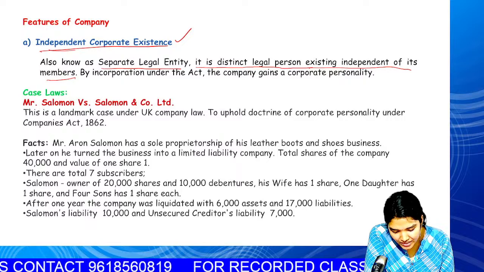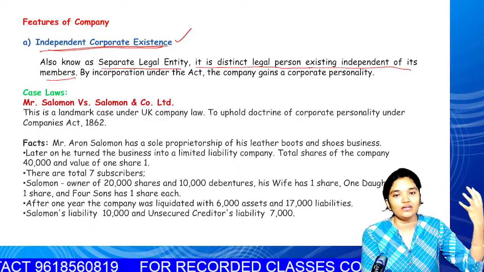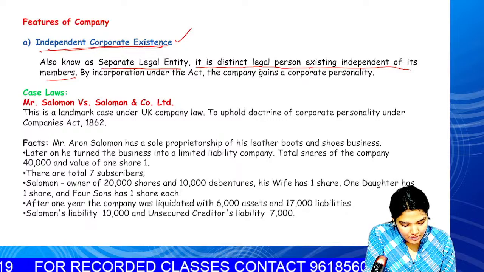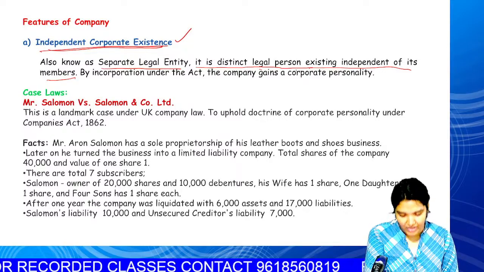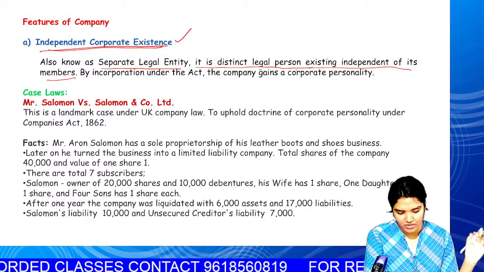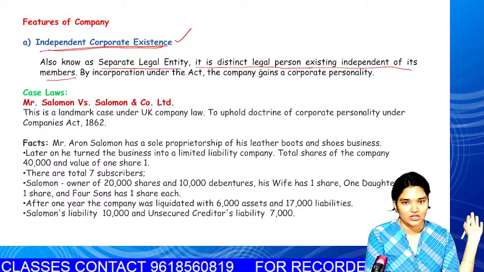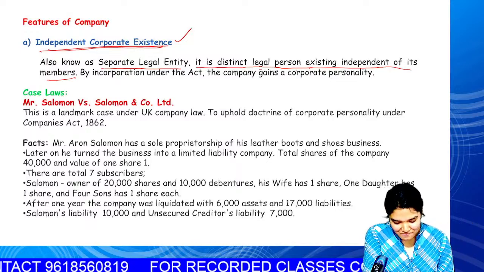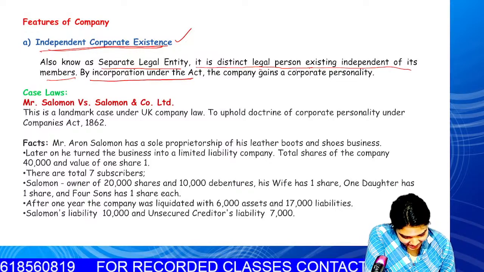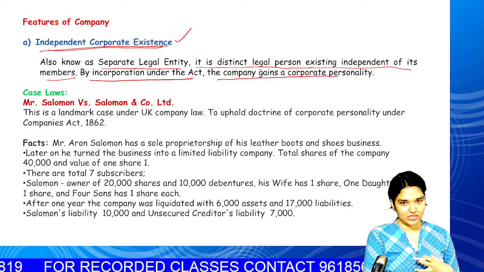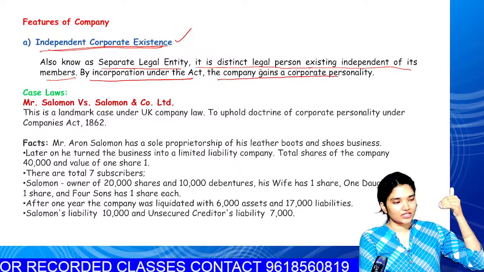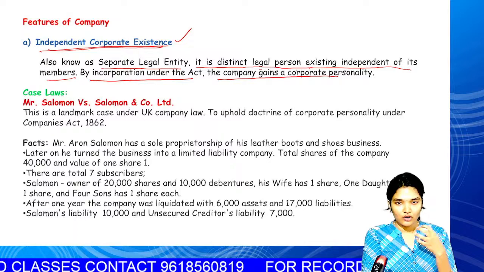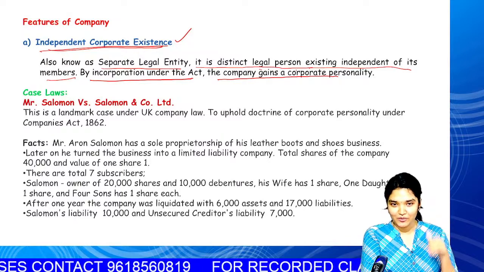So, independent corporate existence means separate legal entity. It has a different identity. It is a distinct legal person existing independent of its members, irrespective of who the members are. Members can die, they can become insolvent, but the company will still be there because it is not related to them only. Okay. By incorporation under the Act, the company gains a corporate personality. If you get registered under the Companies Act 2013, the company will get its corporate personality, not you.